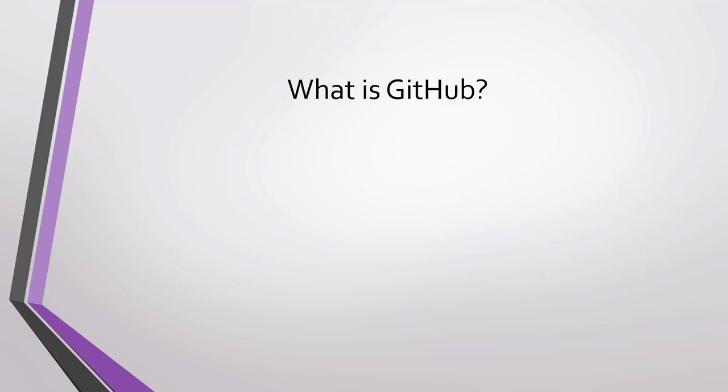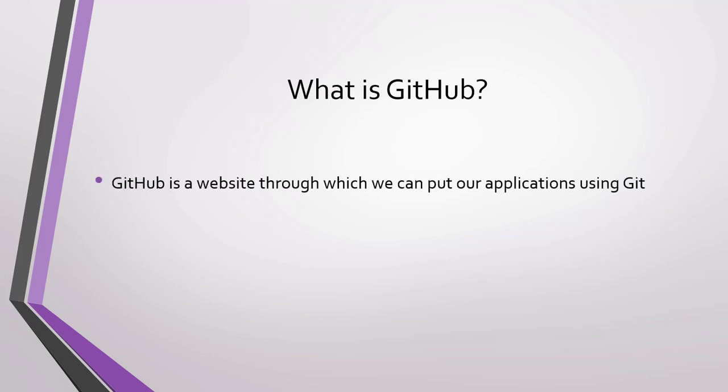The first part of this course focuses on Git. However, it is worth knowing about the existence of GitHub, which we will discuss in depth later. GitHub is a website through which we can place our applications using Git. That is, as I told you in a previous video, when developing an application and using Git as version control, you and your team can collaborate.